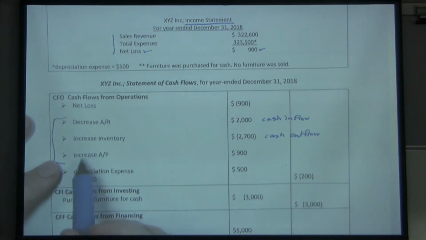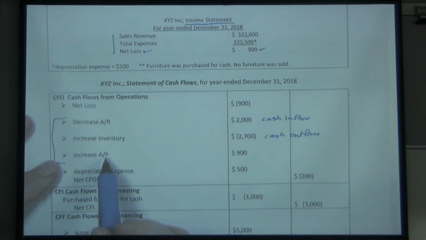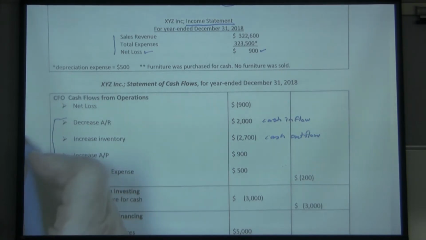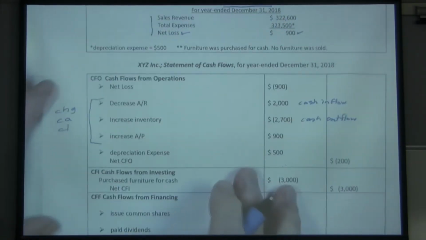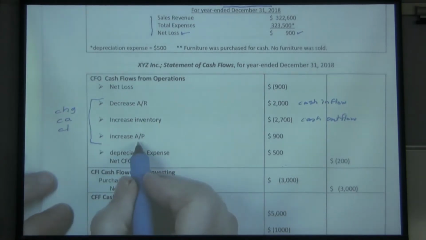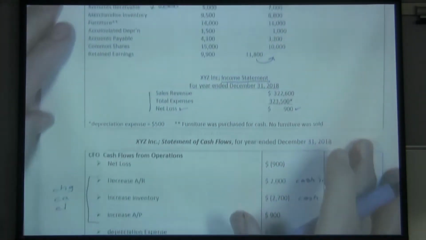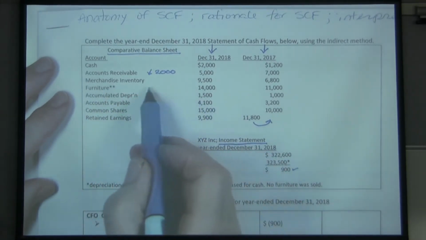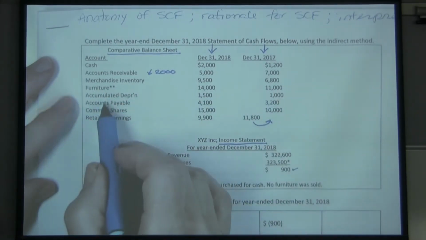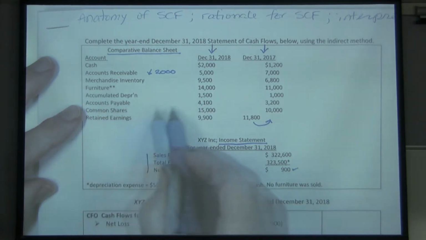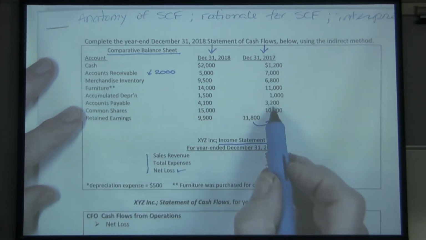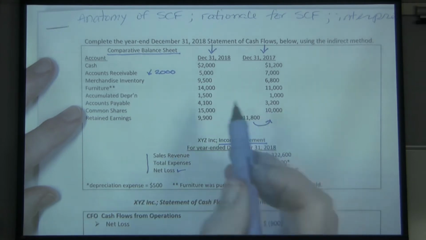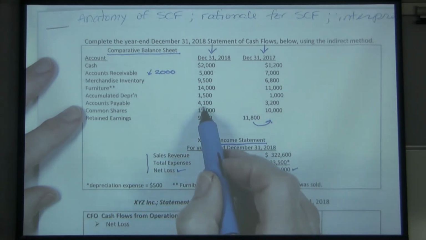The last item in our working capital, so this is just current assets and current liabilities. So this is change in any current asset or current liability. The last item is accounts payable. So furniture is not a current asset, so we're not looking at this for our CFO, or the accumulated depreciation. But accounts payable went up, so it started at $3,200, ended at $4,100 for the year.